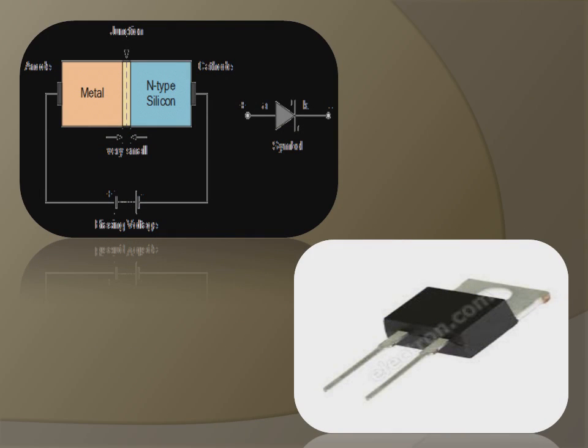As we discussed about the Schottky diode, this is the pictorial representation of a Schottky diode, where the N-type silicon material is acting as a cathode, and the P-type is usually replaced by a metal material, which is termed the anode. This is the representation of the Schottky diode.